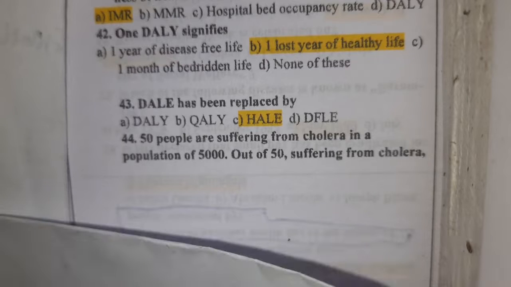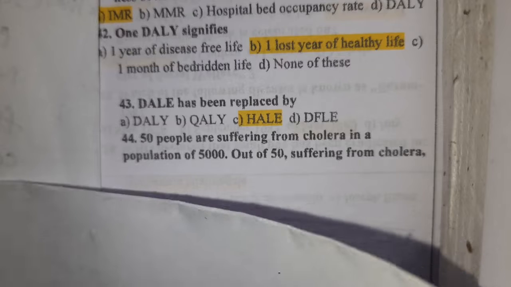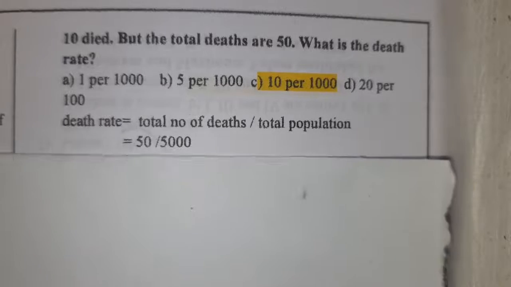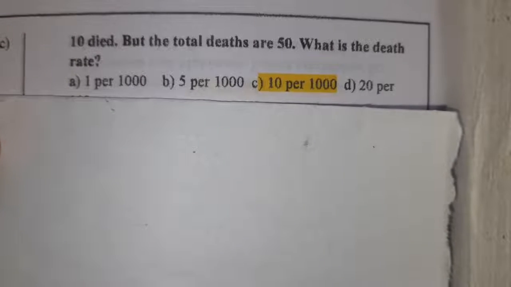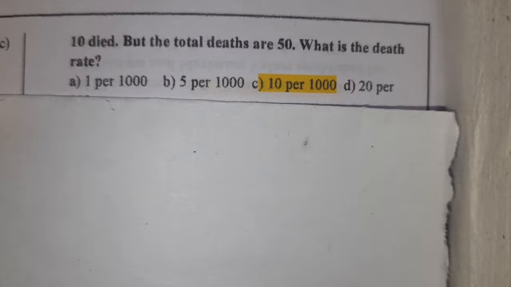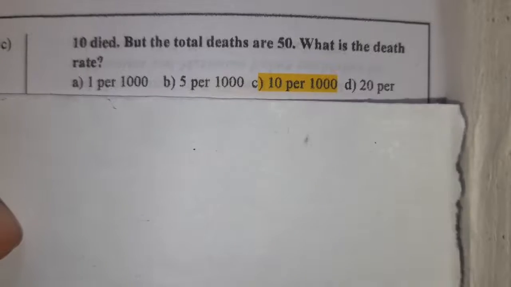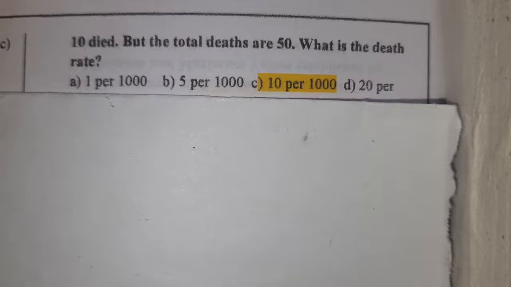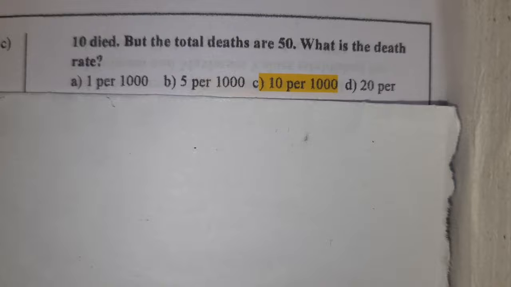So 44, next question. 50 people are suffering from cholera in a population of 5,000. Out of 50 suffering from cholera, 10 died, but the total deaths are 50. What is the death rate? Death rate is the number of people died by total number of population.